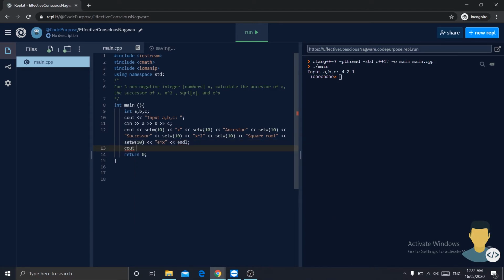Now we will just start printing them. Cout, use setw again. Setw 10, a, setw 10, the predecessor a minus 1, and the successor is a plus 1.